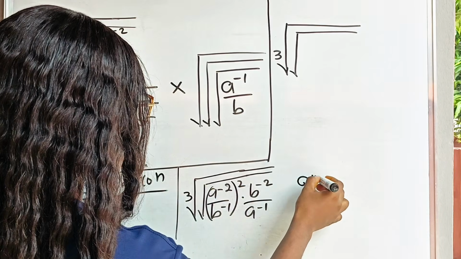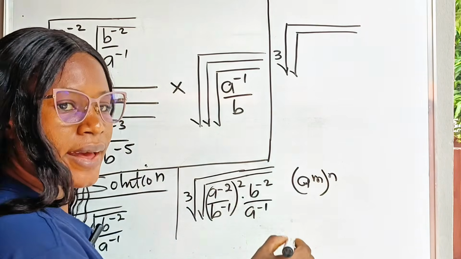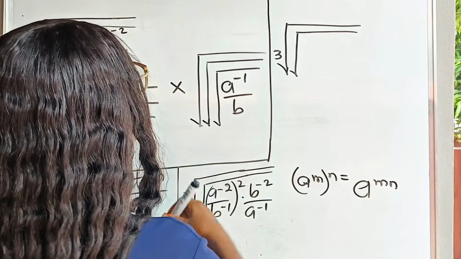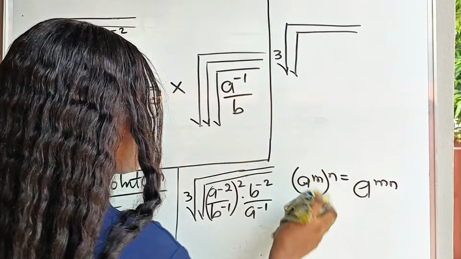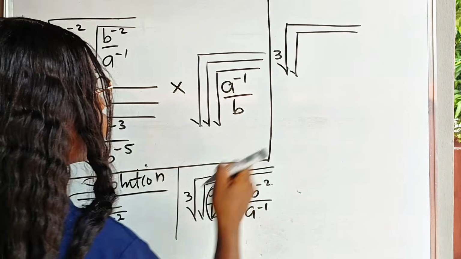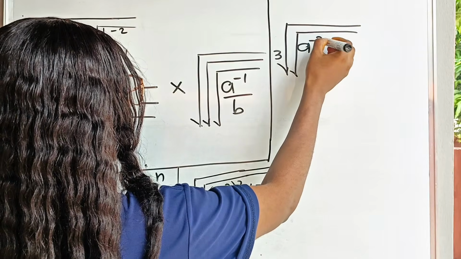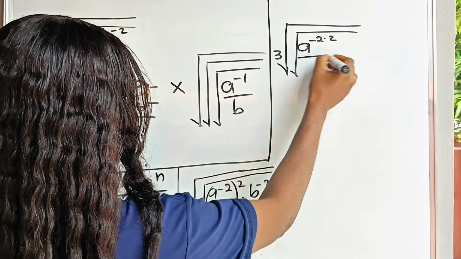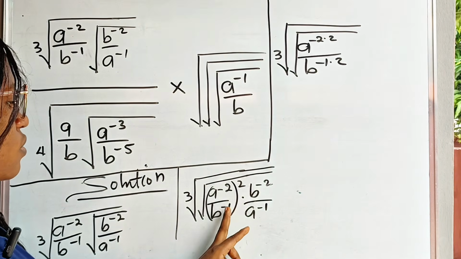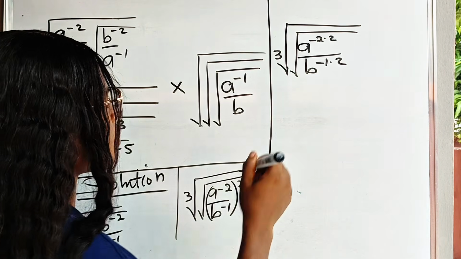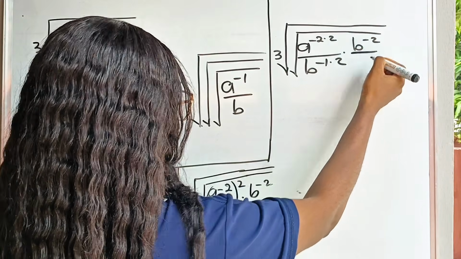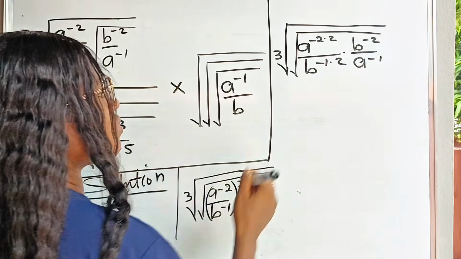Remember that a to the power of m raised to the power of n is actually equal to a to the power of m times n. So that simply means this can be a to the power of negative 2 multiplied by 2, divided by b to the power of negative 1 multiplied by 2, because this 2 is for both of them, right? Then multiplied by b to the power of negative 2 divided by a to the power of negative 1.